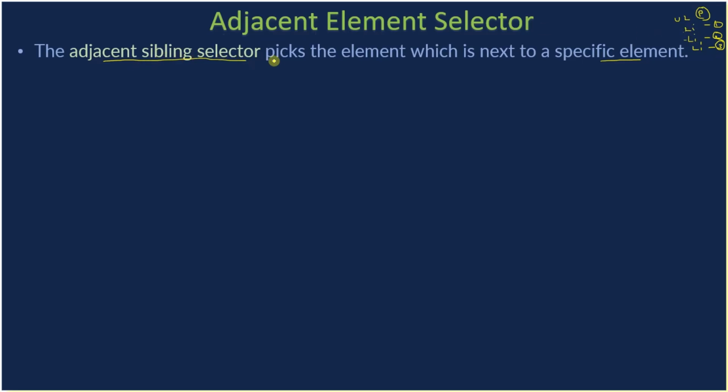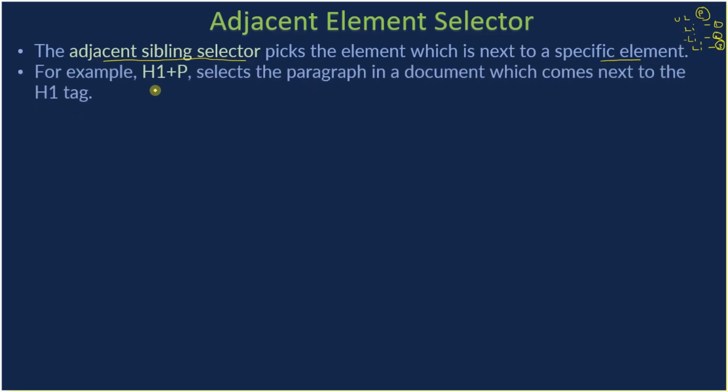So the adjacent sibling selector picks the element which is next to a specific element. If you specify the first element, it will pick the next adjacent one. For example, H1 plus P. That's how you have to specify the adjacent sibling selector. H1 plus P selects the paragraph in a document which comes next to the H1 tag.